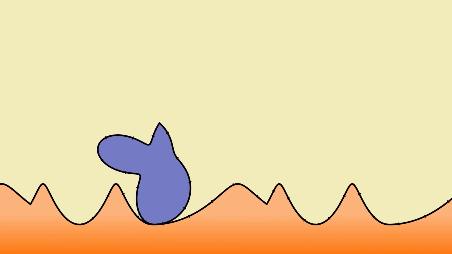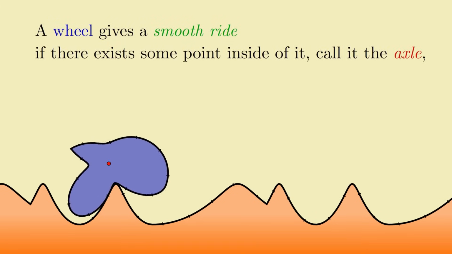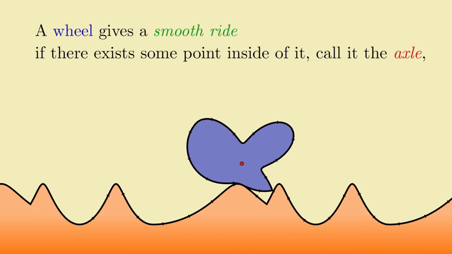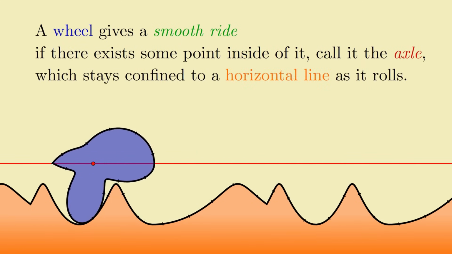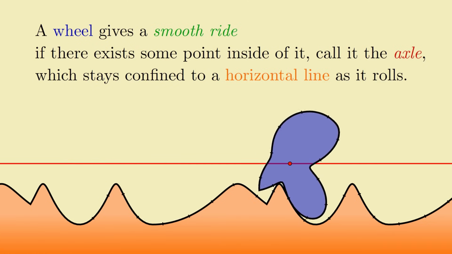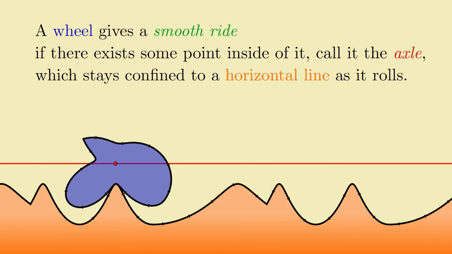So I take it that a wheel gives a smooth ride over a given road if there exists some point inside of it, let's call it the axle, which always stays confined to a single horizontal line as the wheel rolls on the road. Okay, with that out of the way, let's take a look at our first observation about rolling.